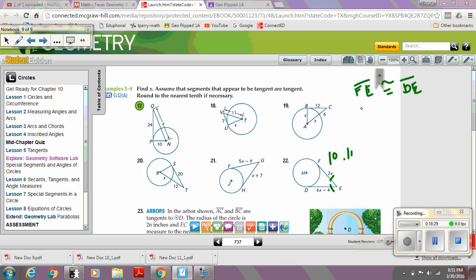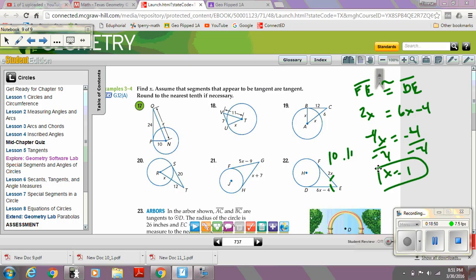So that means 2x equals 6x minus 4. So subtract 6x, you get negative 4x equals negative 4. Divide by negative 4 on both sides. X is equal to 1. 10.11 is pretty easy. Requires less steps, that is.